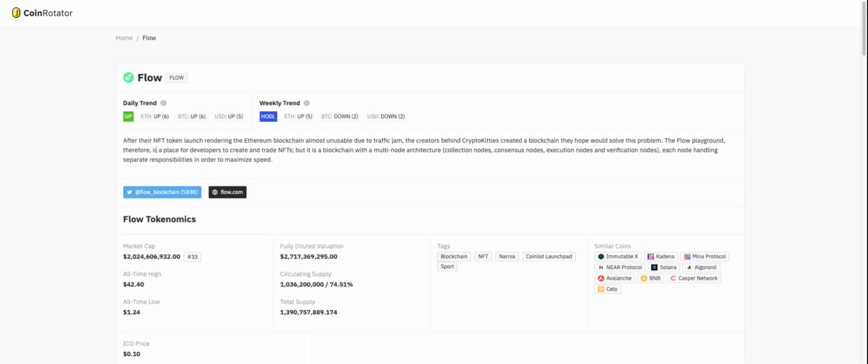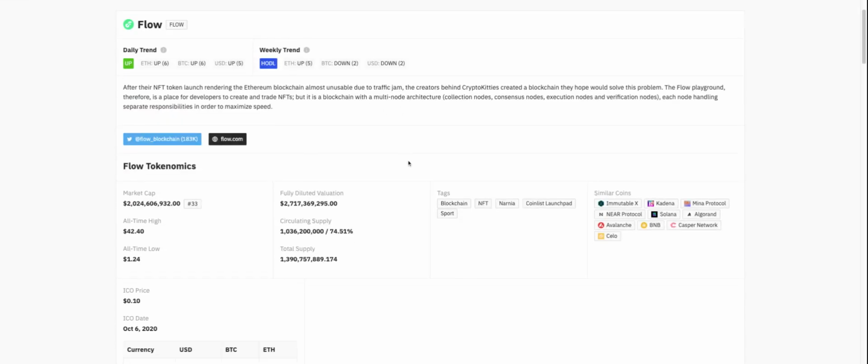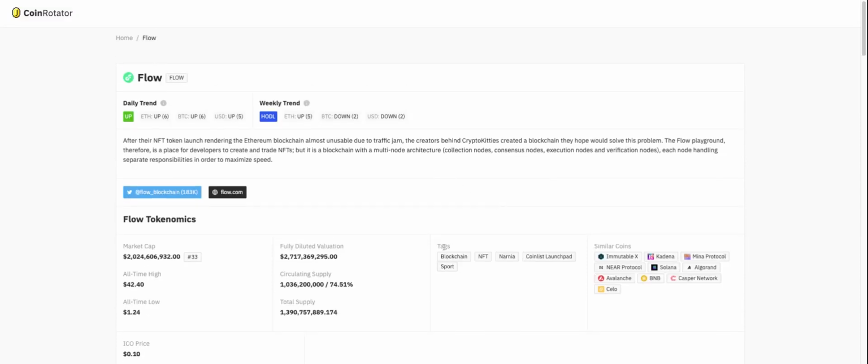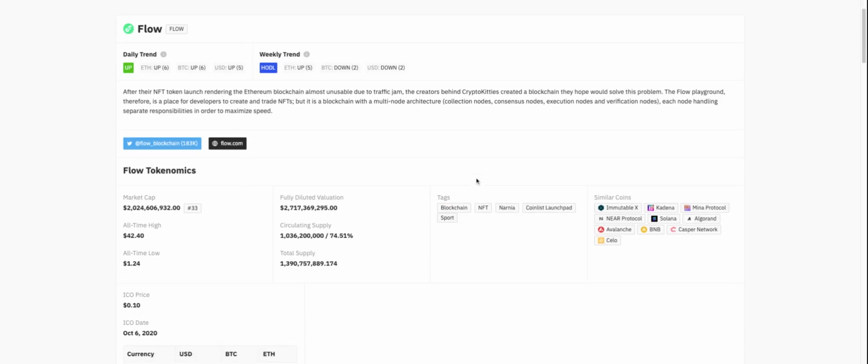And if we go back to the page one more time, you can also see coins which are similar based on tags, based on categories as well. So coins are classified on tags as well as categories. All categories are tags, but not all tags are categories. This is just simply how we sort.